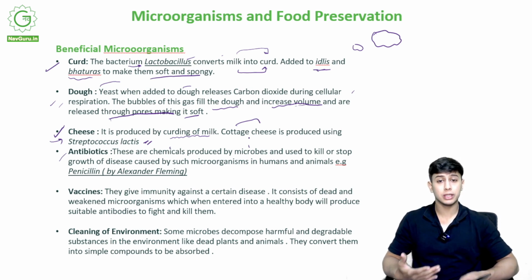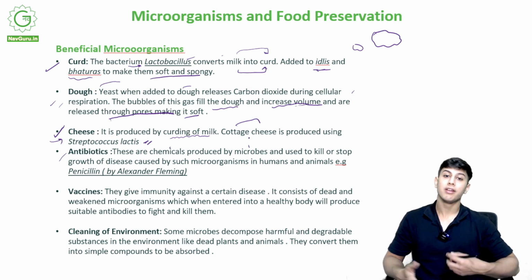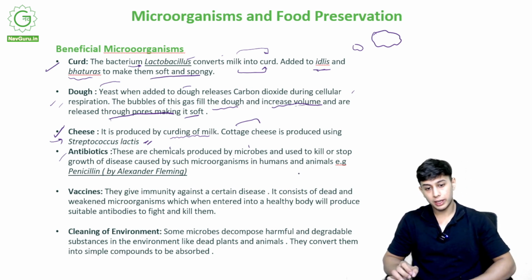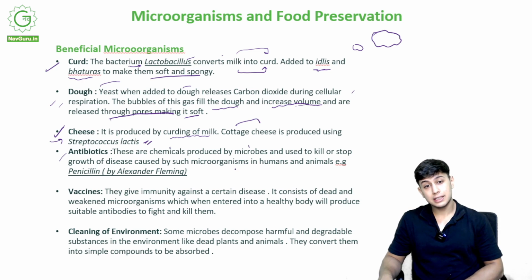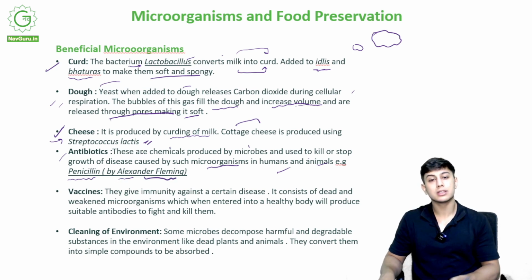It will give me immunity and help my body fight that disease, which is also produced by a microorganism like a bacteria. In humans and animals, an example is penicillin. Penicillin is an antibiotic which was discovered by Alexander Fleming. Remember the name. Who discovered penicillin?